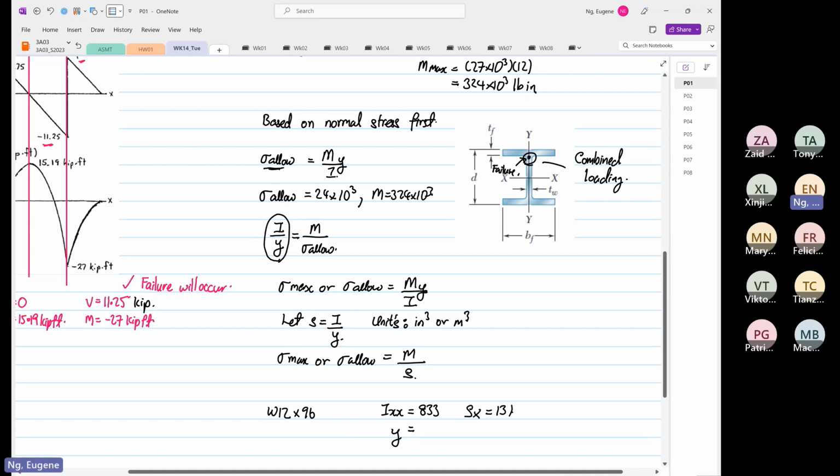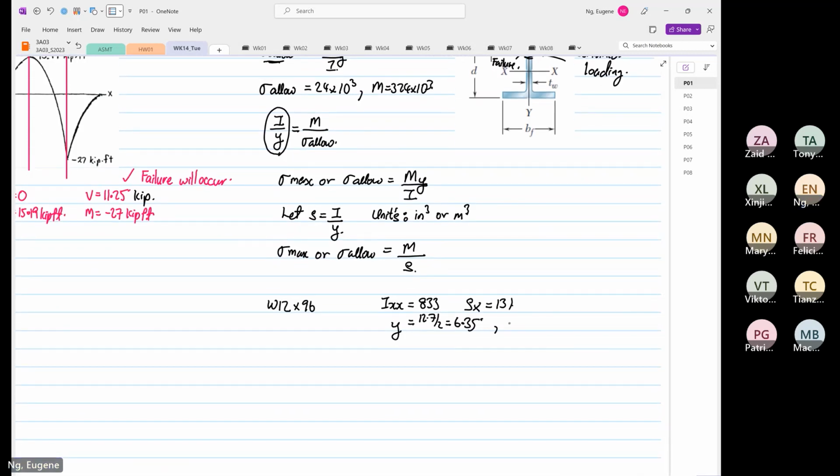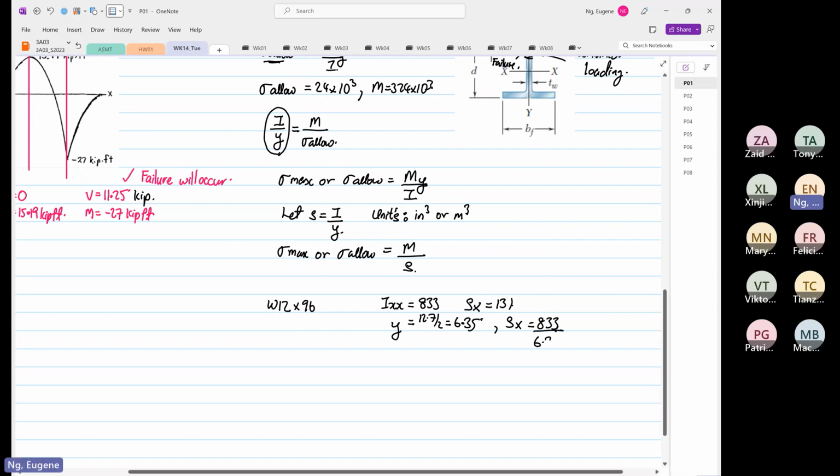From the table, we know that Y is equal to D divided by 2. For that case, it's 12.7 divided by 2, which is 6.35. So to calculate SXX, it is equal to 833 divided by 6.35, which is 131.181 inches cube. But the table has such a value given.